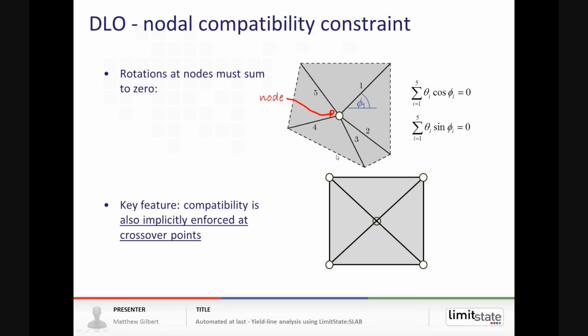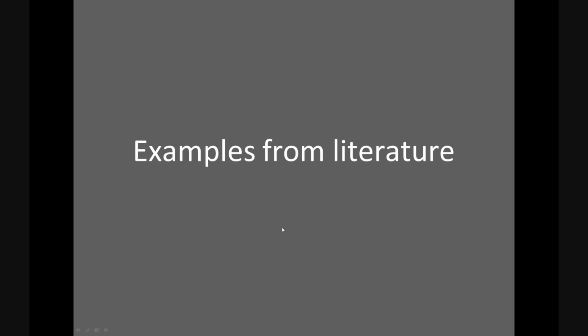One thing is that obviously the compatibility is explicitly enforced at the nodes numerically, but also at the points where these potential yield lines cross each other, it's implicitly enforced at those points also. So you can identify quite complex failure mechanisms with crossing yield lines and be confident that the compatibility is all okay, even though there's no node at that crossover point.